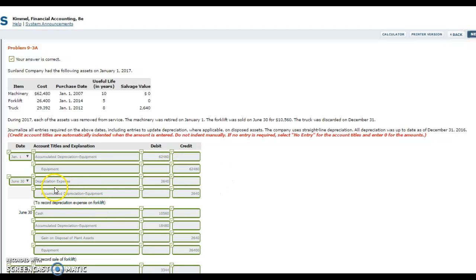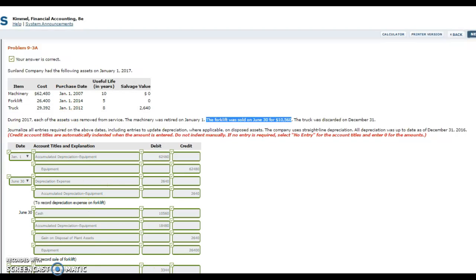The next part was to figure the depreciation expense for the forklift, which we're going to record on June 30th. And the reason we're going to do that on June 30th is because the forklift was actually sold on June 30th. So let's take a look at how to figure the depreciation for the forklift for the first 6 months of 2017, so that we know how much to record to the depreciation expense.